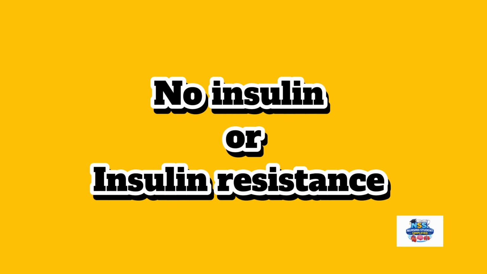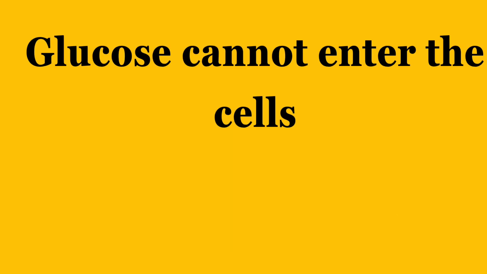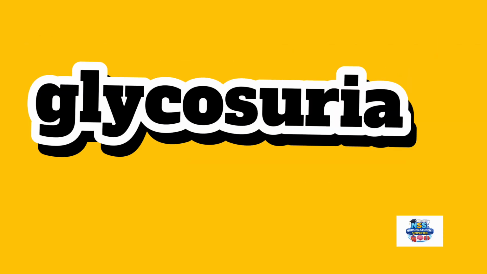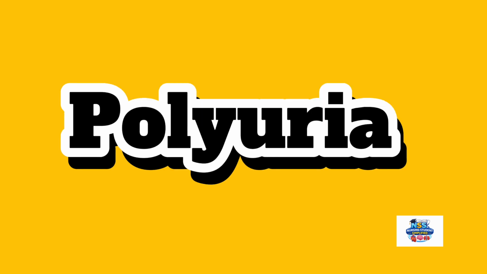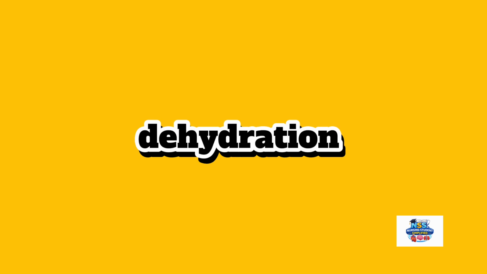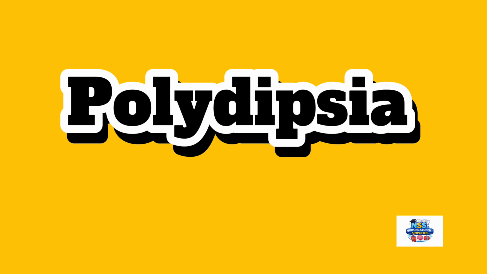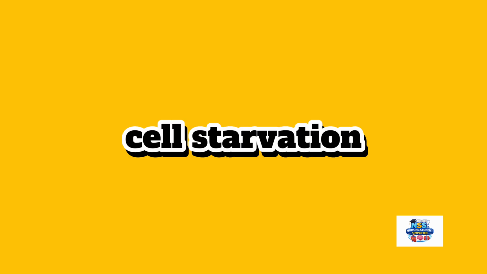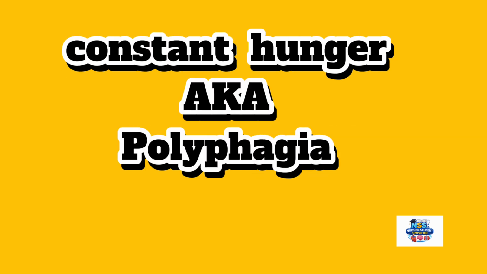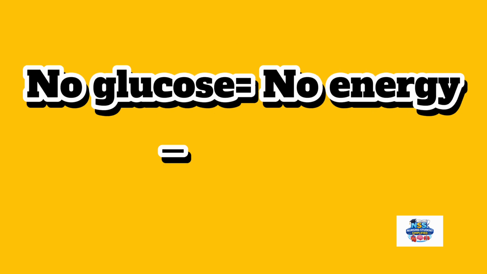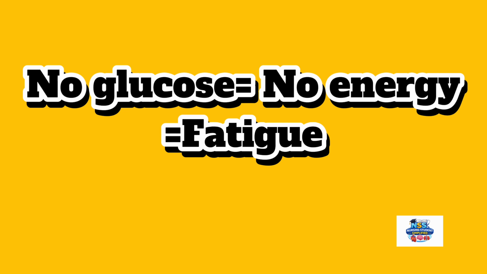Bringing it all together, no insulin or insulin resistance will lead to glucose being unable to get to the cells. Therefore, it builds up in the blood, spills into the urine, leading to glycosuria. Glucose draws water, and that causes polyuria or excessive urination. Excessive urination will lead to dehydration, leading to constant thirst, known as polydipsia. Now, the cells are starving because glucose is available but unable to get to them, so it triggers constant hunger to try and get glucose to it, leading to polyphagia. No glucose to the cells means no energy, hence patient has fatigue.